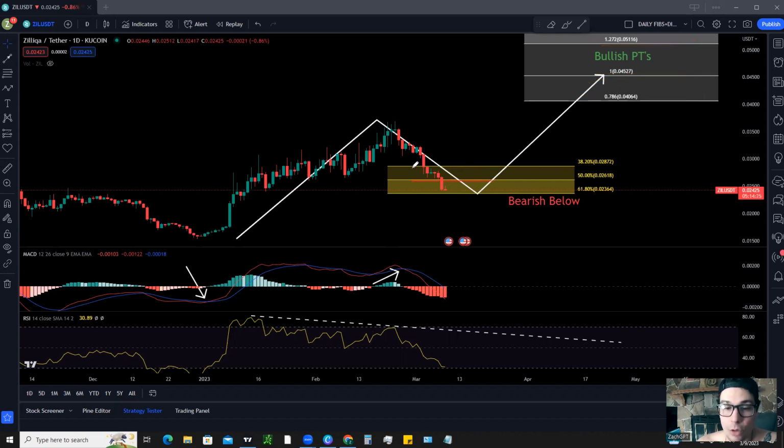Okay. These prior support levels that we tried to bounce at have been flipped to resistance. So we're going to need to break 0.02618 and 0.02872 first. And then we need to make sure we don't put in a double top up here at our previous highs. And we actually get a nice breakout above those highs to ultimately hit the bullish price targets.